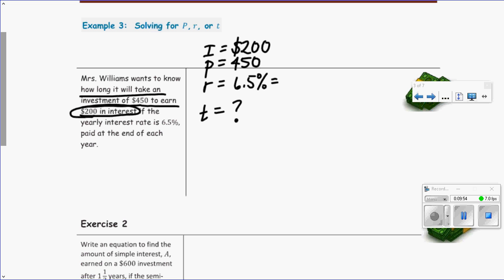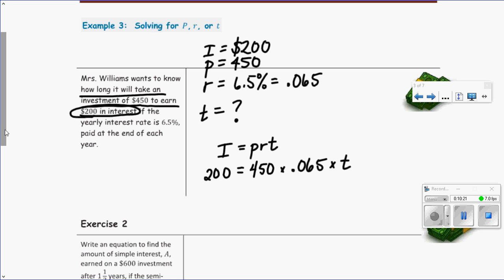Okay, so we're still going to use the same formula. I equals PRT. Okay, we know that the I, she wants it to be $200. So instead of I, we're actually going to write 200. We know that the principal is 450. And we know that the rate, did you change it to a decimal? Did you get 0.065? Hopefully you did. And then times the time, t. We don't know that. Okay, so the first thing we can do is simplify 450 times 0.065. Go ahead and do that.